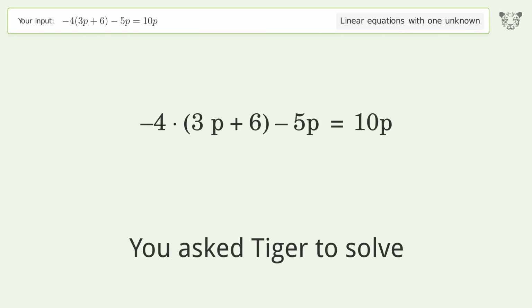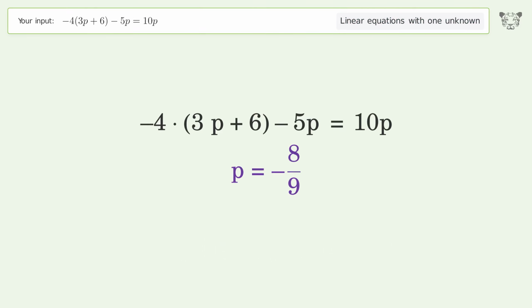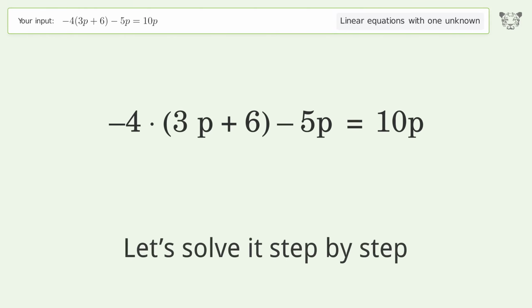You ask Tiger to solve. This deals with linear equations with one unknown. The final result is p equals -8/9. Let's solve it step by step.